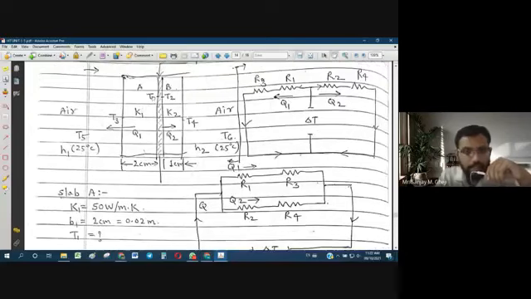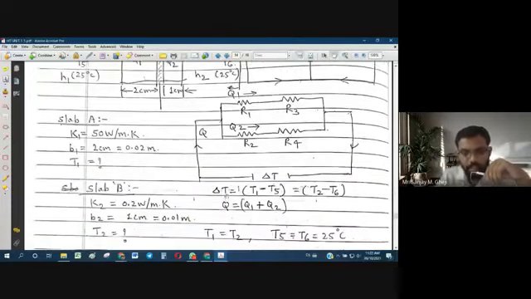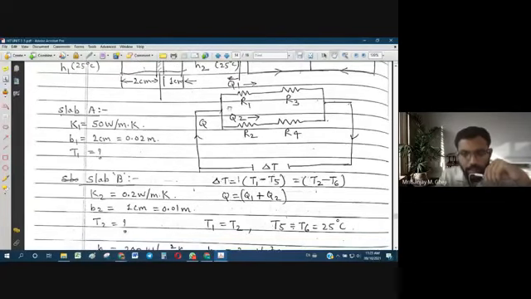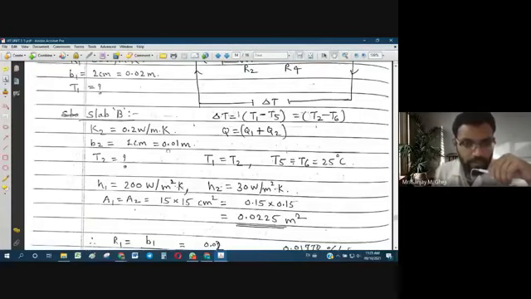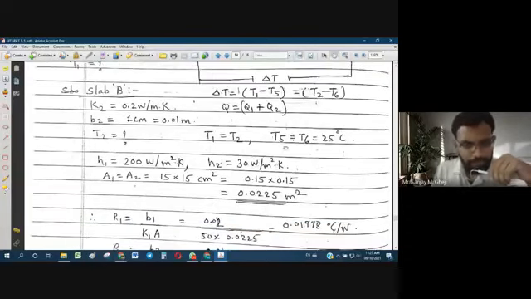On the left hand side it is T1 minus T5. On the right hand side it is T2 minus T6. Both numerically will be the same. So delta T equals T1 minus T5, the same as T2 minus T6. And heat transfer rate Q is getting divided into two parts. So total will be Q equal to Q1 plus Q2, the sum of these two. For slab B, K2 is 0.2 watt per meter Kelvin, B2 is 1 centimeter, so 0.01 meter, and again T2 is to be found out.